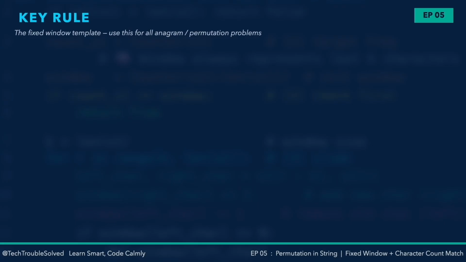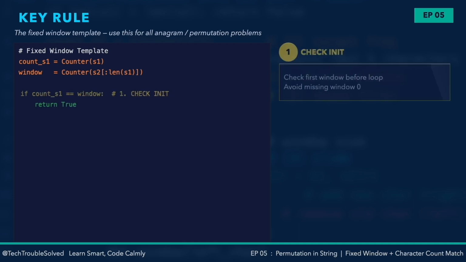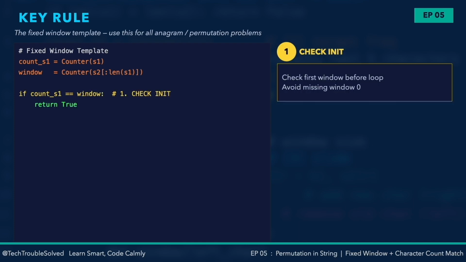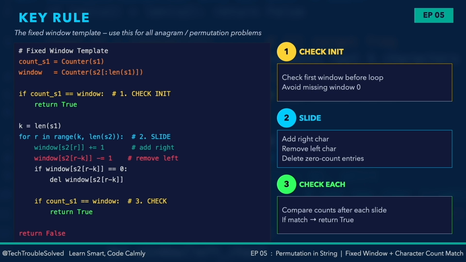Here it is, the template. If you leave this video with one thing, let it be this shape. Not the code for this specific problem, the shape of the solution. 3 parts. I will say them slowly. Part 1, check init. Always check window 0 before entering the loop. This is not optional. Skipping it is the most common mistake on this problem. Part 2, slide. One enters right, one exits left. Clean up zeros. Part 3, check each. Compare full counters after every slide. That's it. Those 3 parts: check init, slide, check each.